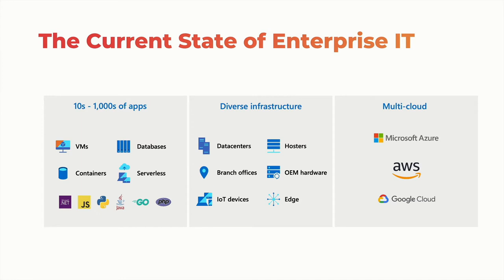For DevOps and administrators, they are dealing with very diverse infrastructure. There are IoT devices, there are edge devices, branch offices, OEM hardware running within the data center, co-located environments and hosting environments, and of course, multi-cloud. So today, a lot of customers are investing in multi-cloud. They are targeting their deployments and workloads across Microsoft Azure, Amazon Web Services, Google Cloud, and other cloud platforms.